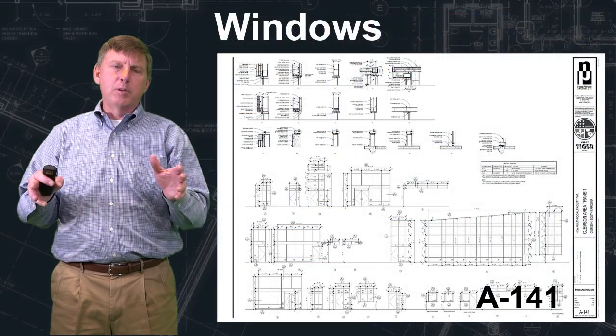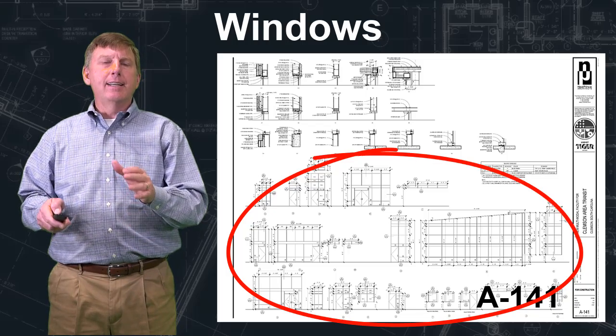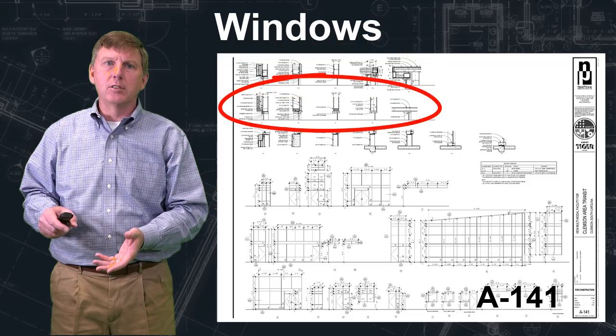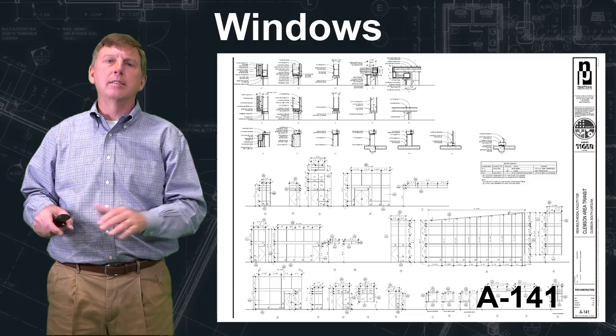The windows are slightly different. It doesn't have the table like the doors do, but it does have the elevations, and it does have the details for the heads, the jambs, and the sills. Just like doors, heads on top, jambs on the side, sills on the bottom.